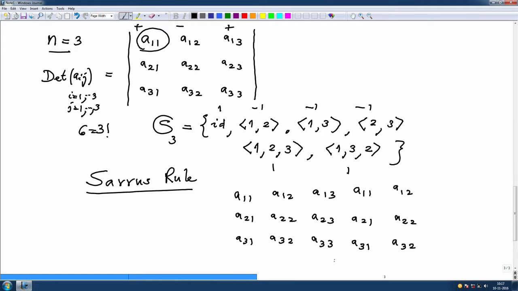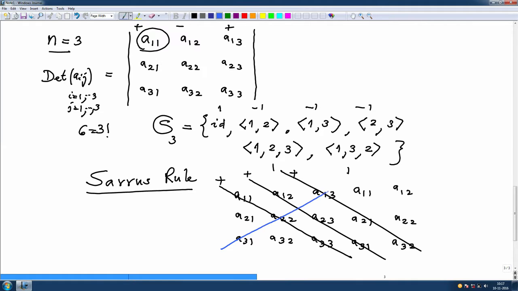So what I have written is the columns, with the first and second columns again, and what do I do? I look at this product, and this with a positive sign, and then I look at these products with a negative sign. And that is the determinant. So one advantage is that here you are only doing this, and there you are doing this and then minus and so on. So there is a possibility that errors can be minimized if one uses this Sarrus rule.